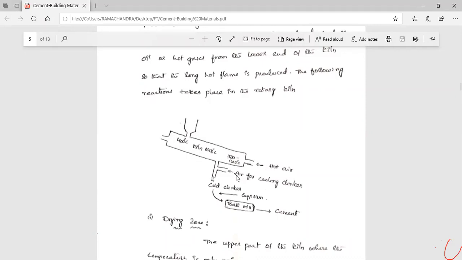Here we introduce air for cooling of the clinker, which is finally converted into powder at high temperatures. For Portland cement manufacturing, we require a temperature of 1550 to 1600 degrees Celsius. At this temperature the two mixtures, the dry process mixture and the wet process mixture, are processed at high temperatures.